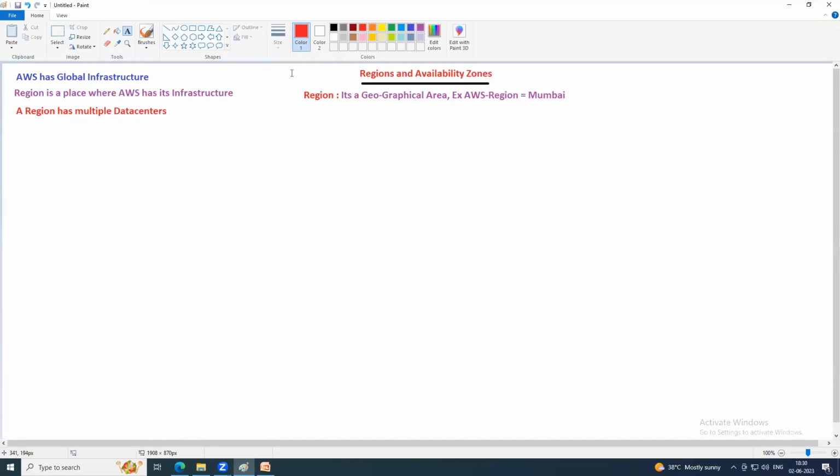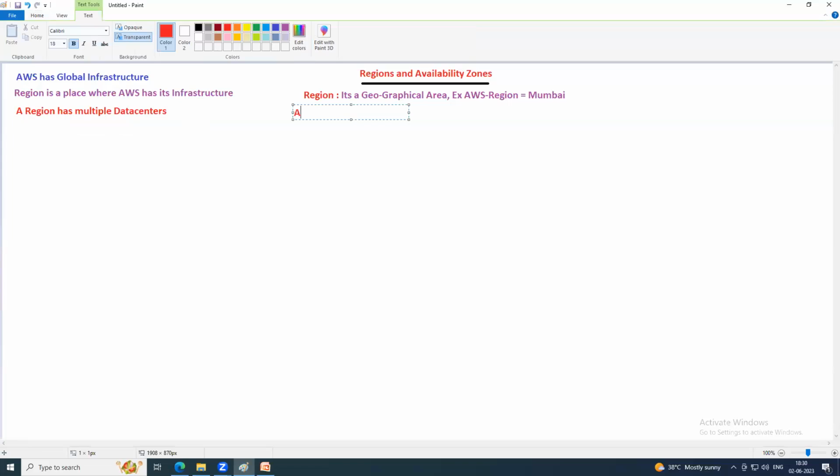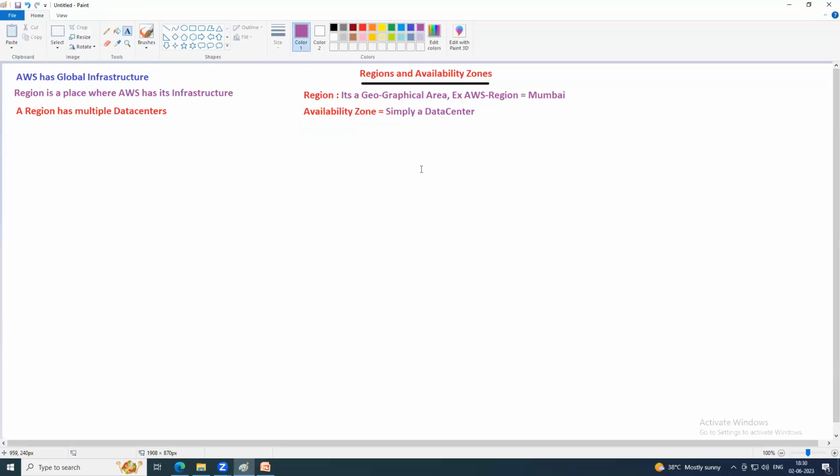Now let's talk about availability zone. What is availability zone? Guys, availability zone is simply a data center. We know that region is a place where AWS has its data centers. The data centers are nothing but availability zones. From now onwards, we should not call it a data center. We should be calling it availability zone.